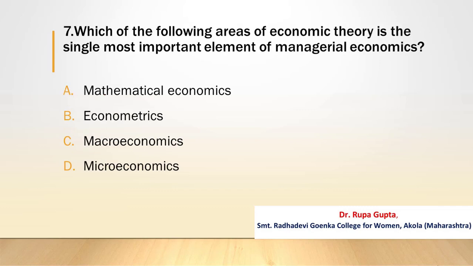Question number 7. Which of the following areas of economic theory is the single most important element of managerial economics? Option A. Mathematical economics, B. Econometrics, C. Macroeconomics, D. Microeconomics. And the correct answer is D, that is microeconomics.